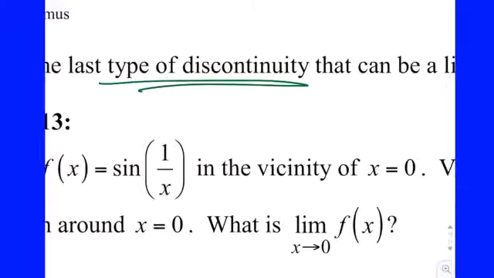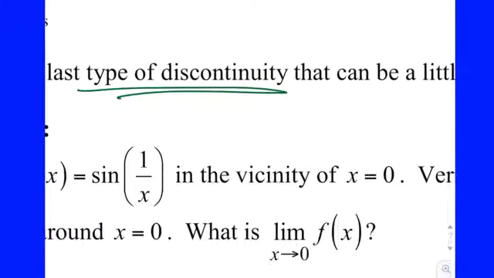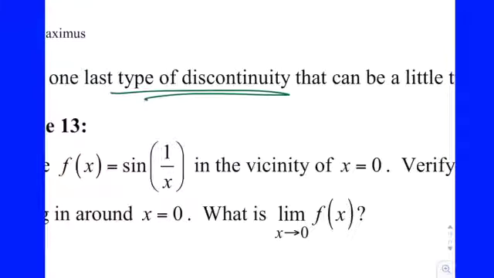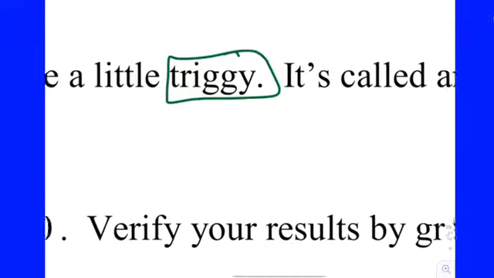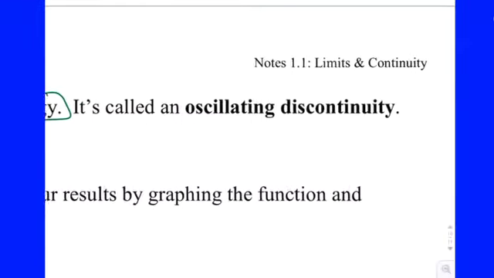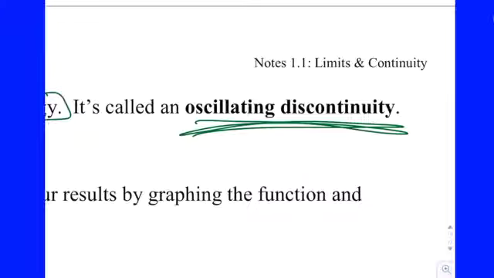But there is a third one, or a fourth one, I should say, and it's not going to show up a lot. In fact, it's not on the AP exam. But it is kind of interesting. I want you to know it. And it can be a little tricky. It's called an oscillating discontinuity. What does it mean to oscillate?